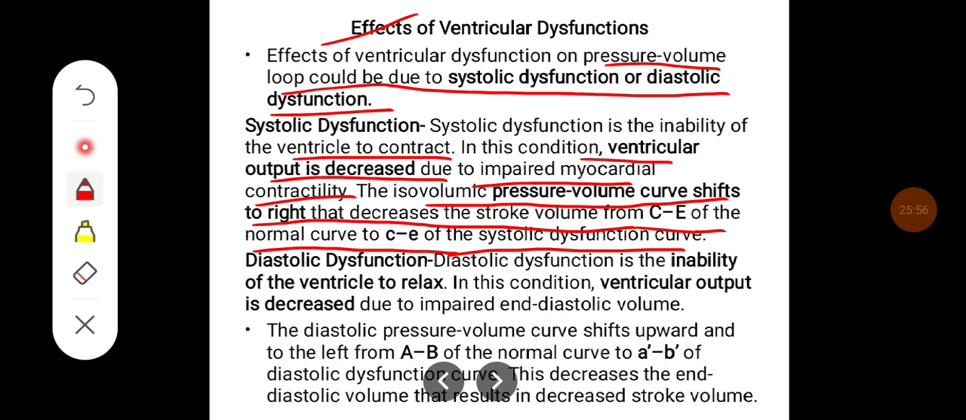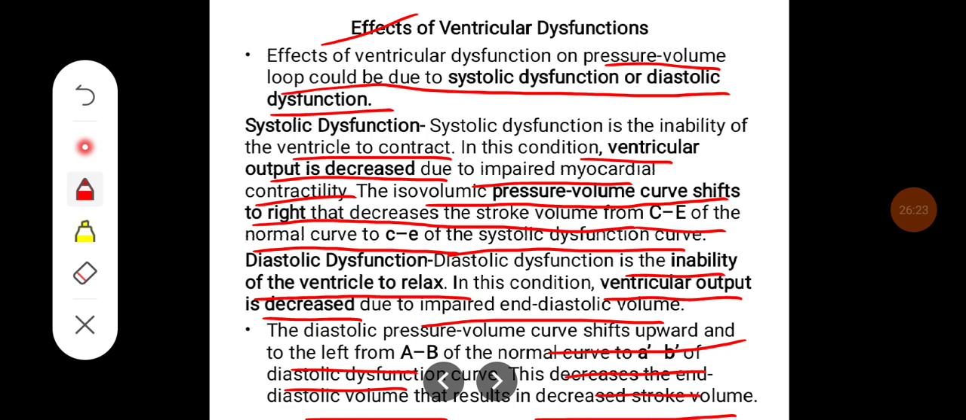Diastolic dysfunction is the inability of the ventricle to relax. So in this condition, ventricular output is reduced due to impaired end-diastolic volume. The diastolic pressure volume curve shifts upward and left from AB of the normal curve to abnormal AB of the diastolic dysfunction curve. So this decreases the end-diastolic volume, which results in decreased stroke volume.